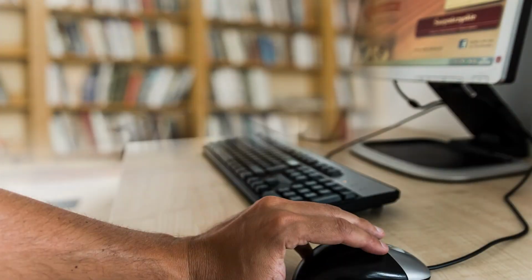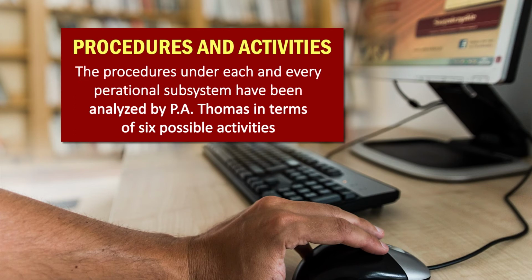Now each procedure is performed by different kinds of activities. So P.A. Thomas proposed a set of 6 possible activities to perform a procedure. These are initiate, authorize, activate, record, report and cancel.